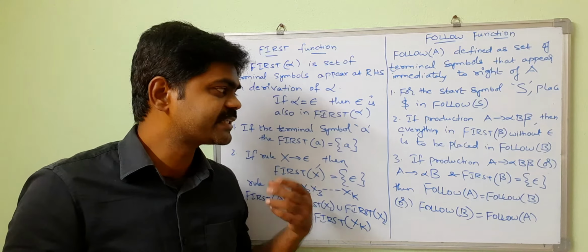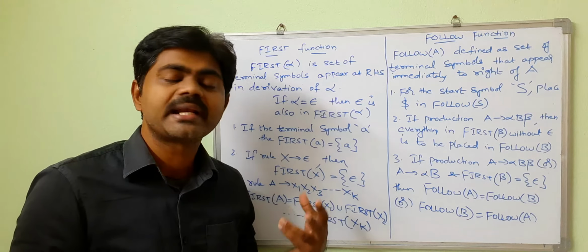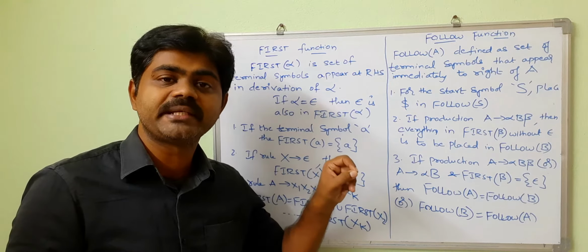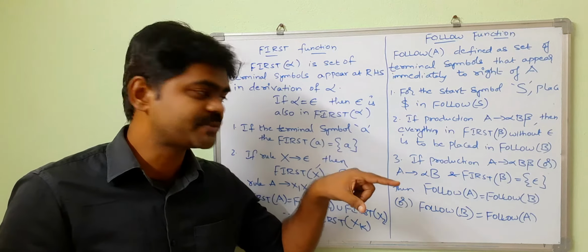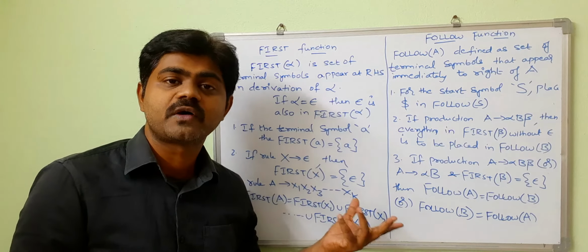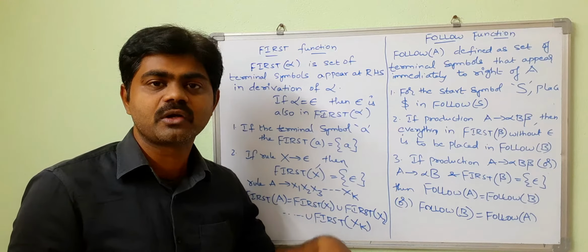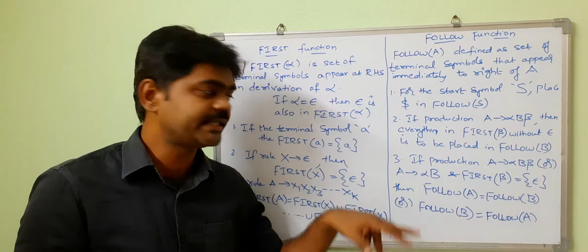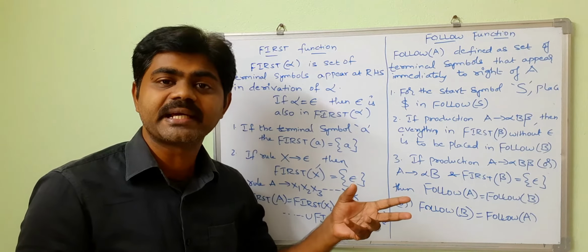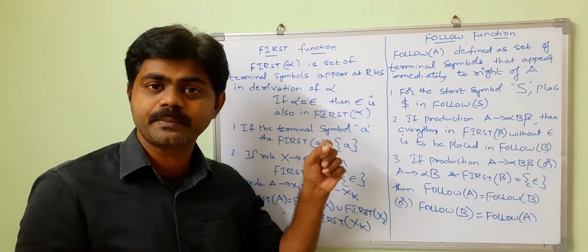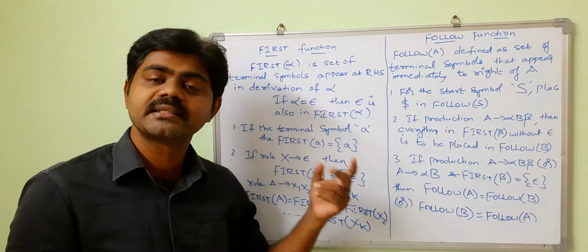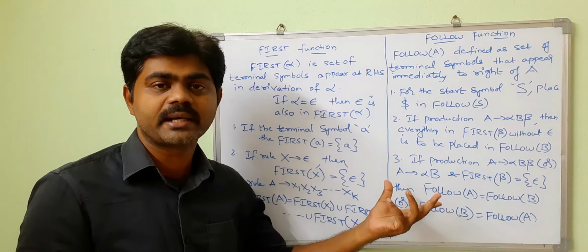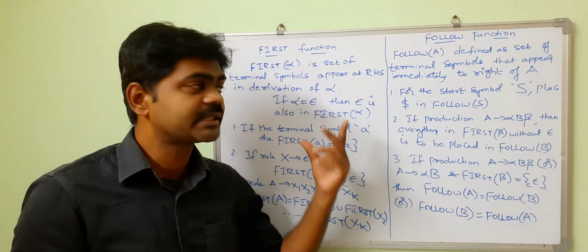And the third rule is, if there is a production rule A tends to alpha B beta, or A tends to alpha B, and first of beta contains epsilon, then follow of A equals follow of B, or vice versa. So you should make sure that first of beta has epsilon. If that's the case, then everything in follow of A is placed in follow of B. So that's what the follow function is.